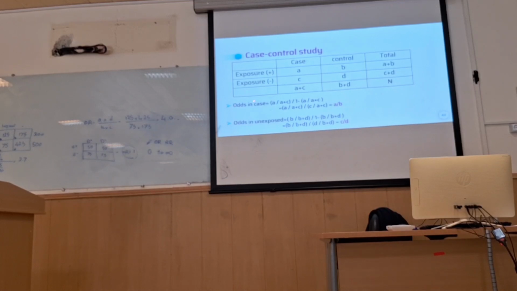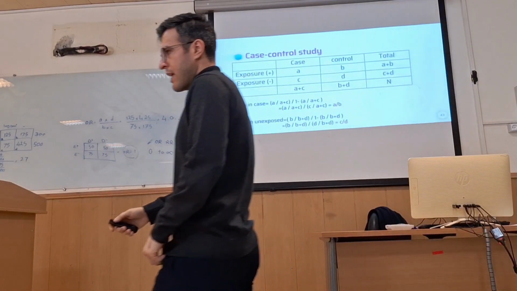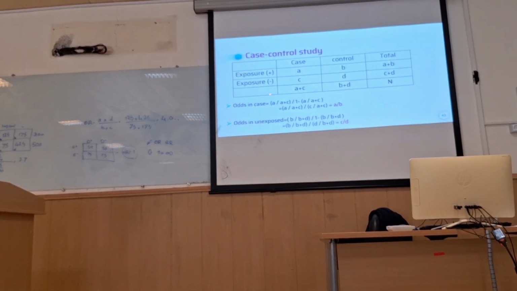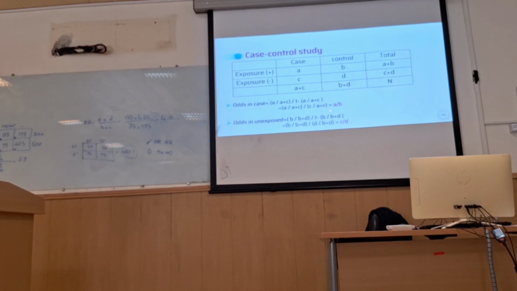Please check this process. Odds in exposed means A divided by B, and odds in unexposed means C divided by D. What does odds mean? Basically the probability of something happening divided by the probability of it not happening. This process is clear.